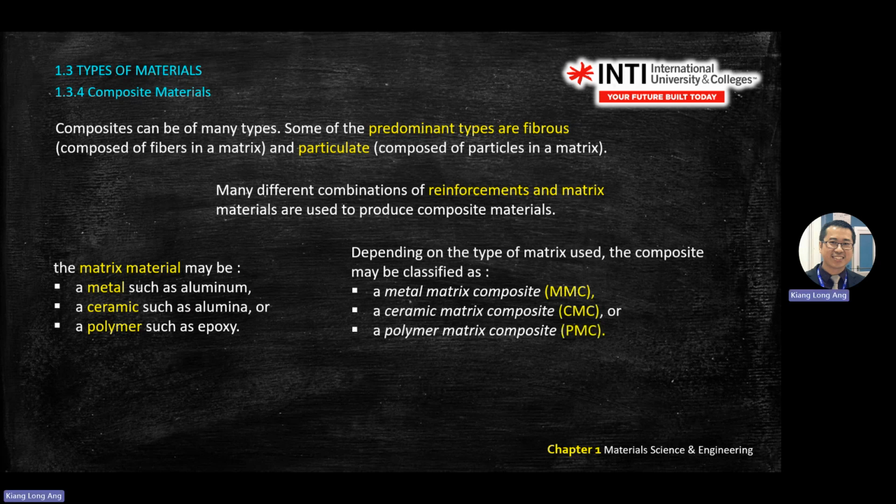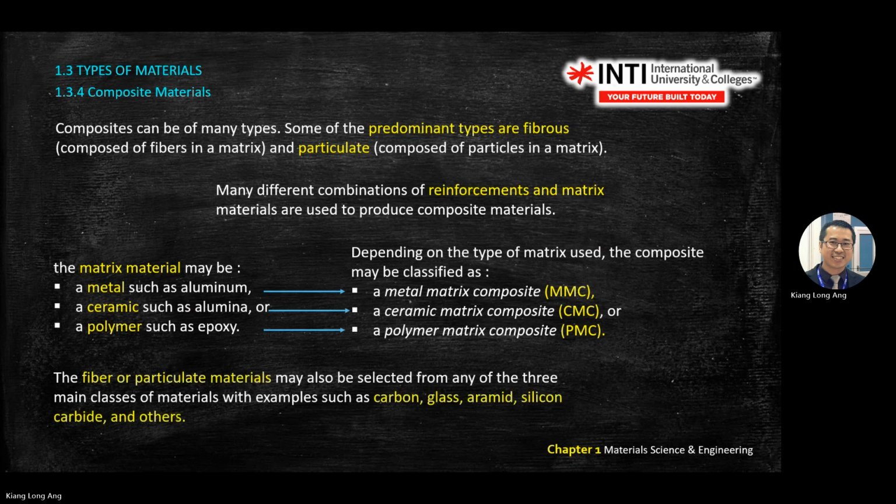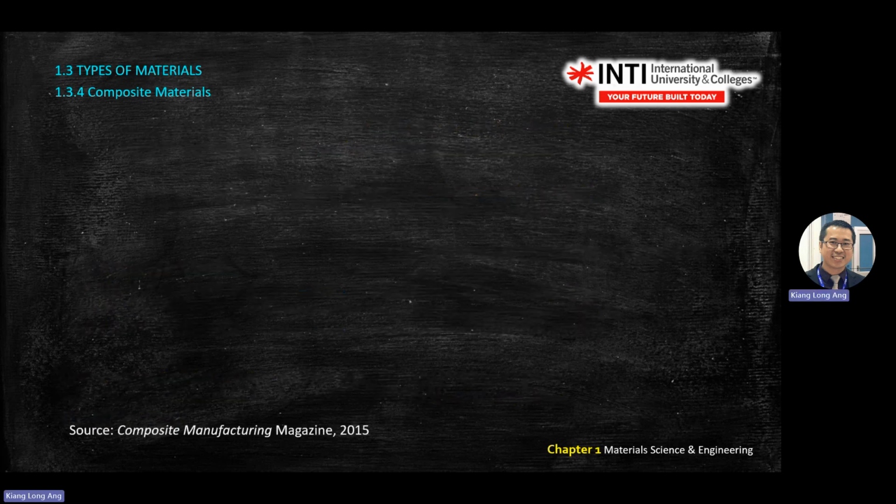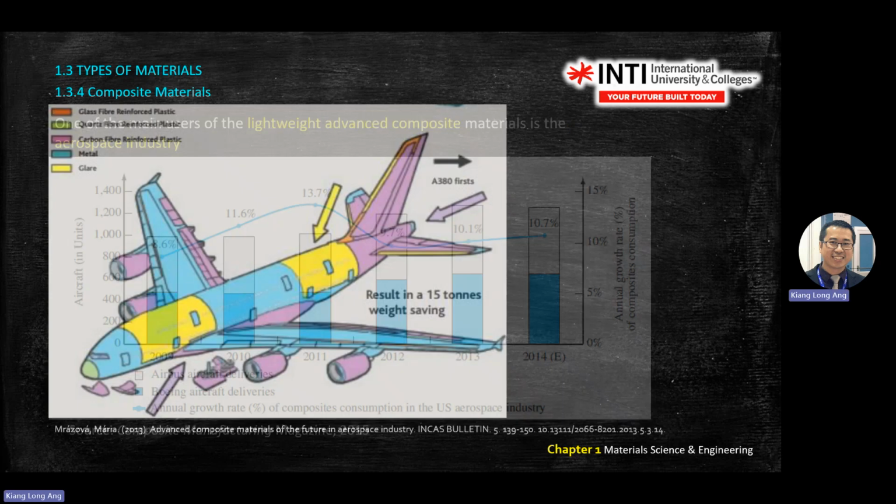So on the composite, it depends on the main ingredient. If you use a lot of metal, you will know it as metal matrix composite, MMC. If you use lots of ceramic, then it becomes CMC. If you use polymer, then it becomes PMC. The rest you read. This one also you read.